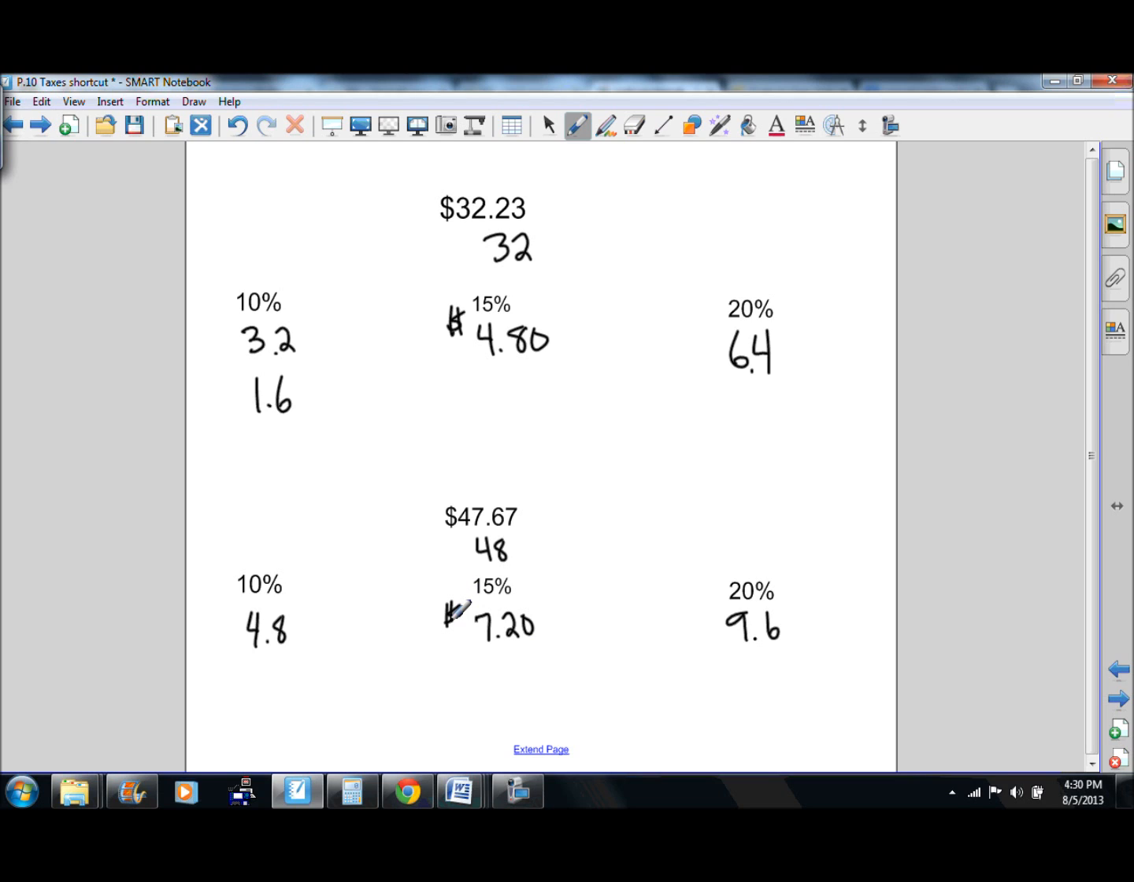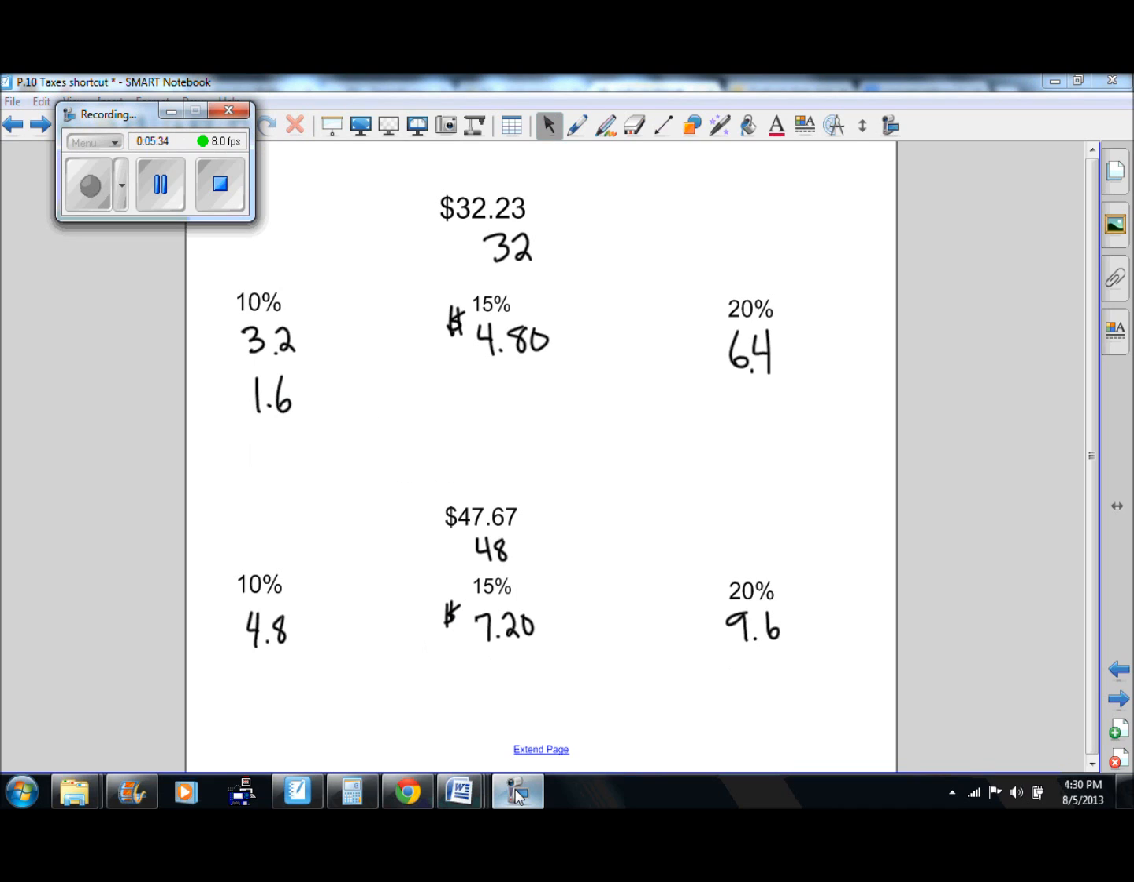Okay, remember the whole goal of this is to not be using a calculator. So if you're a tiny bit off, there's nothing wrong with that, but I do not want you using a calculator. That's the whole point. All right, any questions? Make sure you bring them to me as soon as possible.